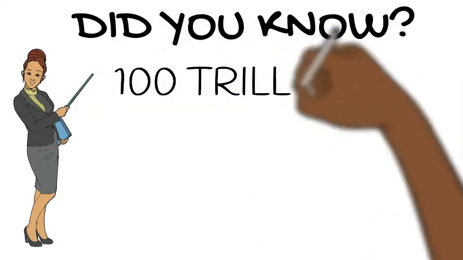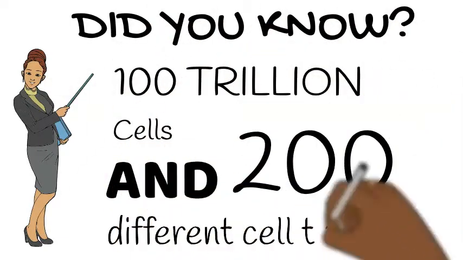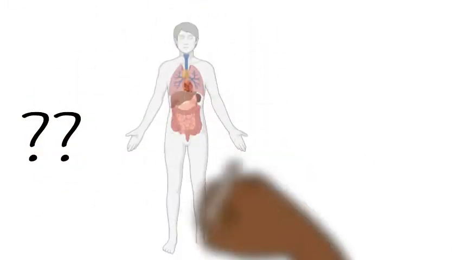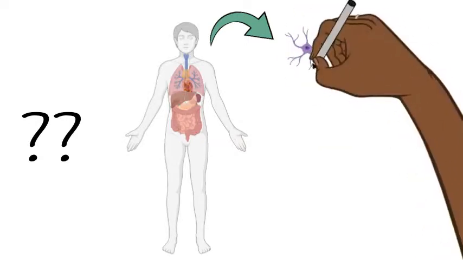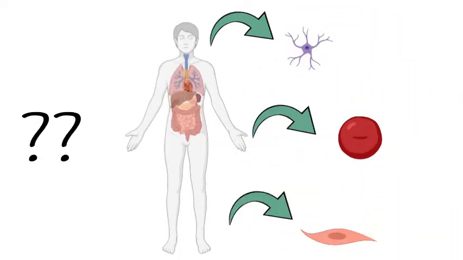Did you know that we have about 100 trillion cells in our body and over 200 different cell types? But have you ever wondered what causes these differences in cell types? For instance, how do our brain cells, blood cells, or even our muscle cells develop? Let's take a look at what a basic cell looks like.